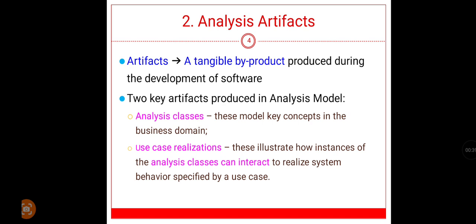The second artifact is use case realization. These illustrate how instances of the analysis class can interact to realize the system behavior specified by a use case. This interaction is captured in the use case realization. These artifacts give developers a clear understanding of how the system should behave.